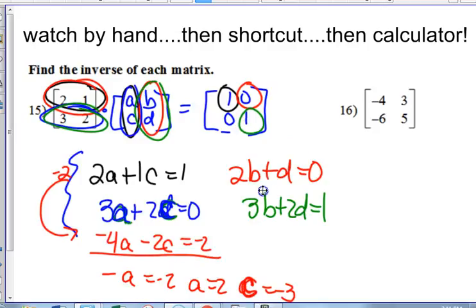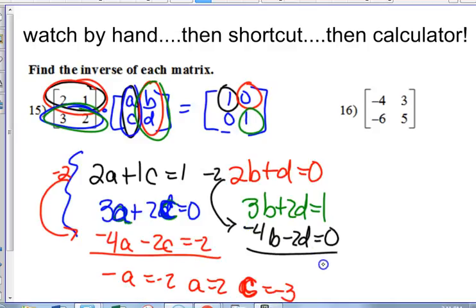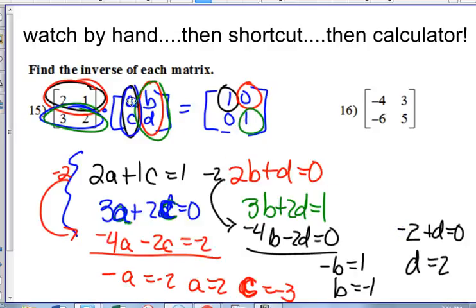Okay, don't talk. Just listen. This is another system. I'm going to multiply this one by -2 and rewrite it down here. I'll get -4b minus 2d equals 0. I add those two together. I get -b equals 1, so b is -1. I plug that back in here. It becomes -2 plus d equals 0, so d is 2. So my inverse would look like what? What's A? A is 2. B is -1, C was -3, and D was 2.